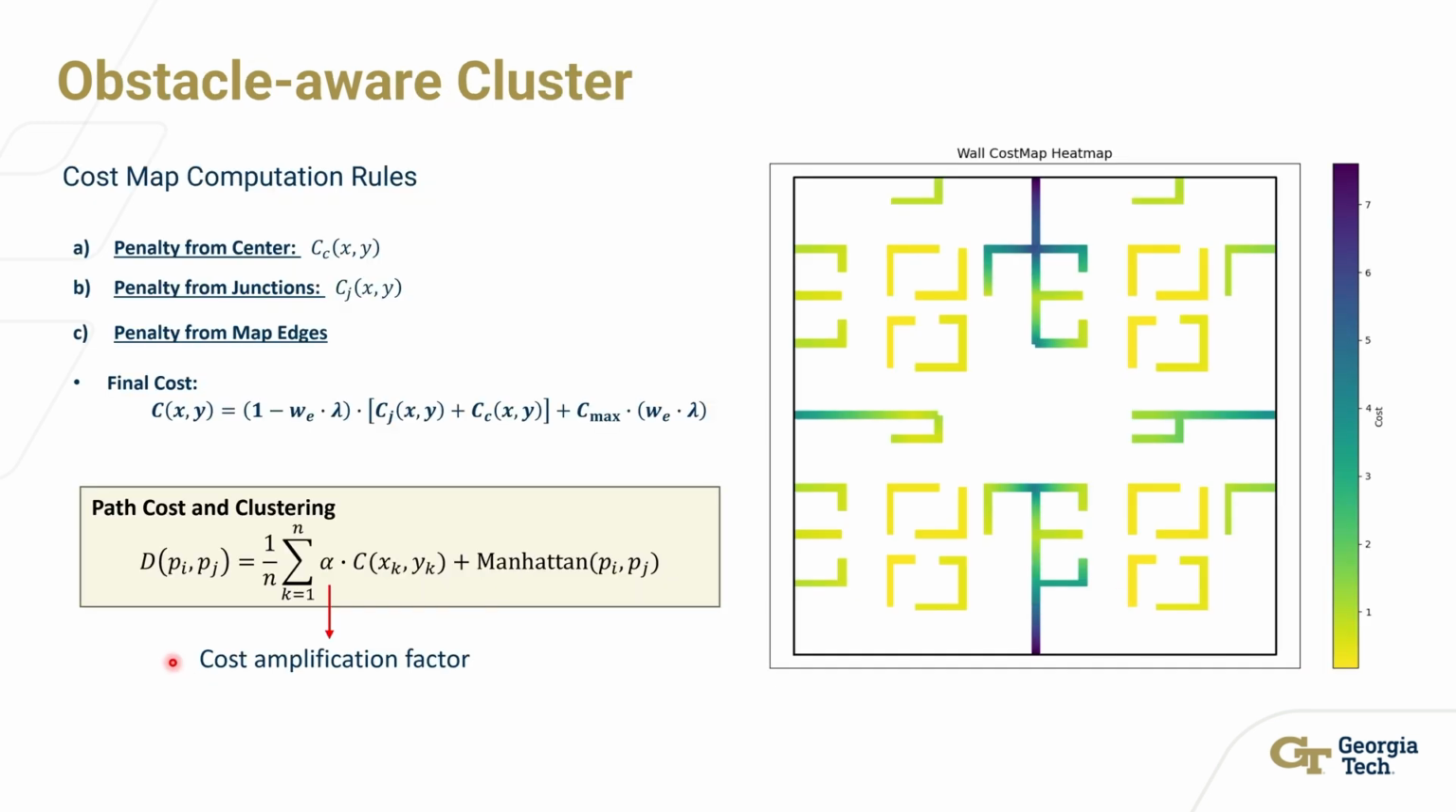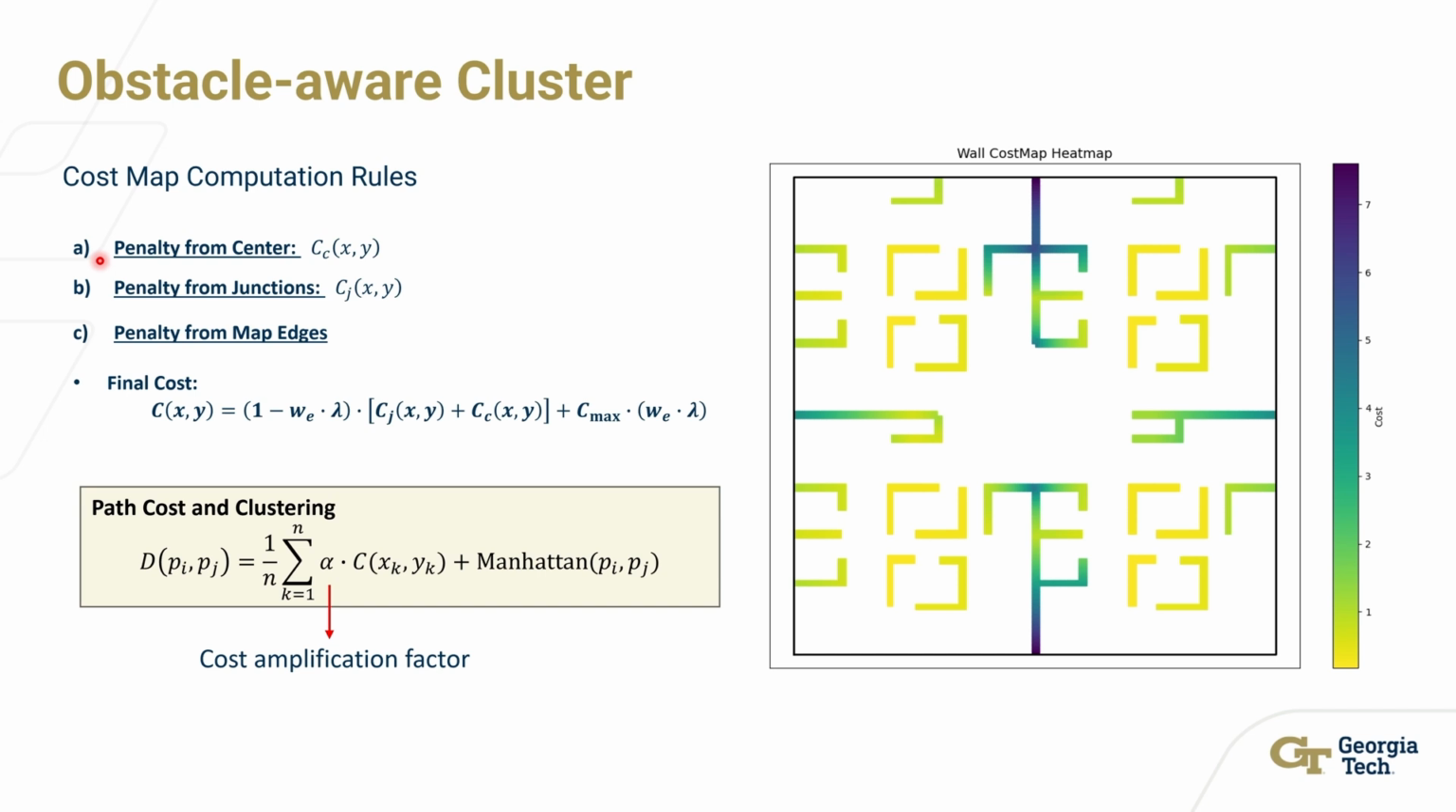Now, let me describe the obstacle-aware clustering approach in more detail. We define a set of cost rules to penalize grouping tasks that are separated by walls. There are three types of penalty. The first one is the wall center penalty.